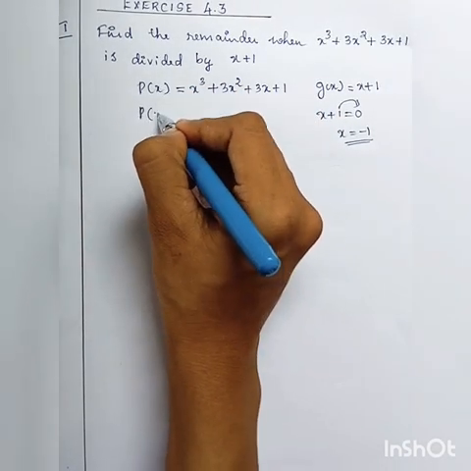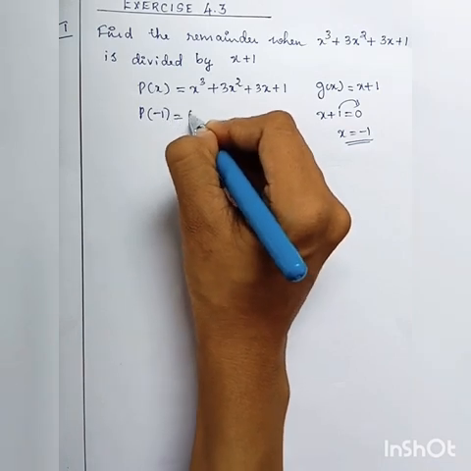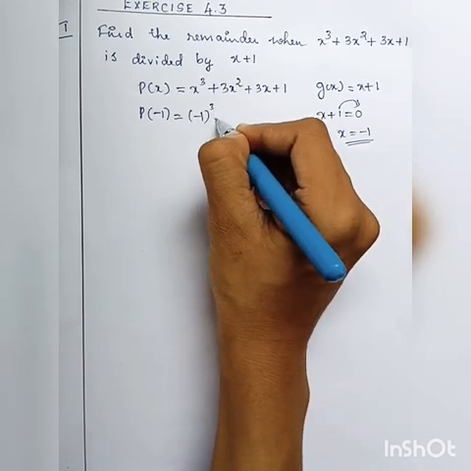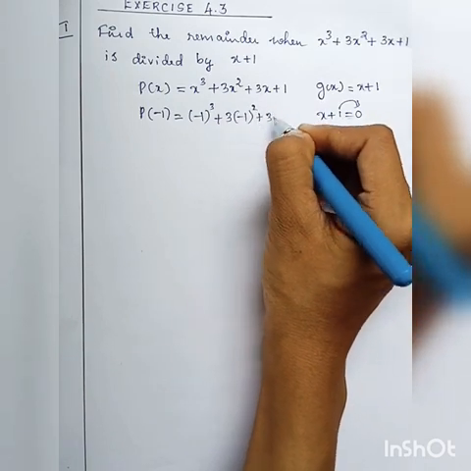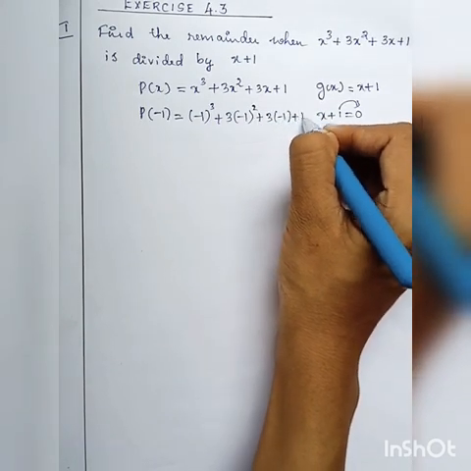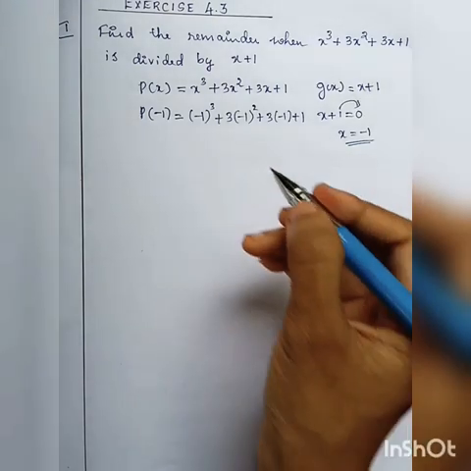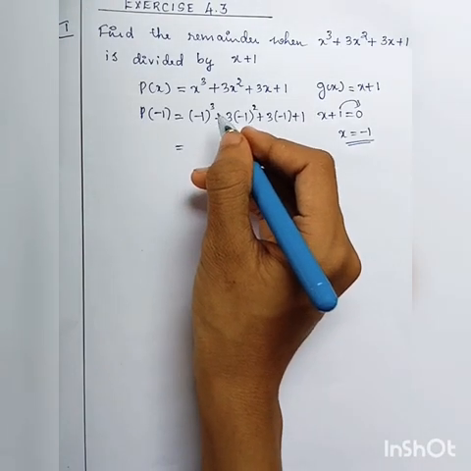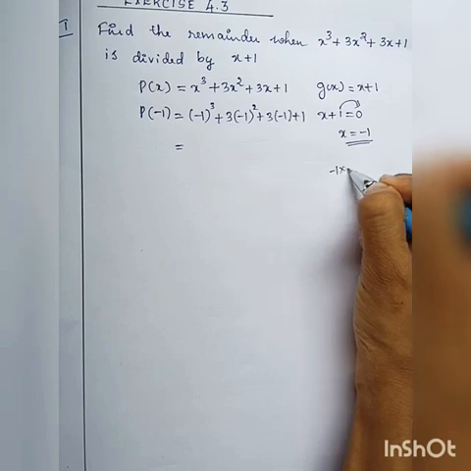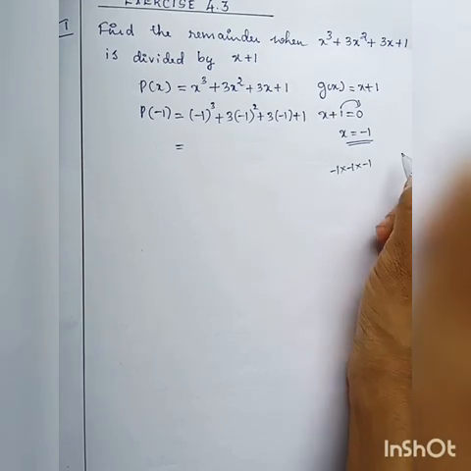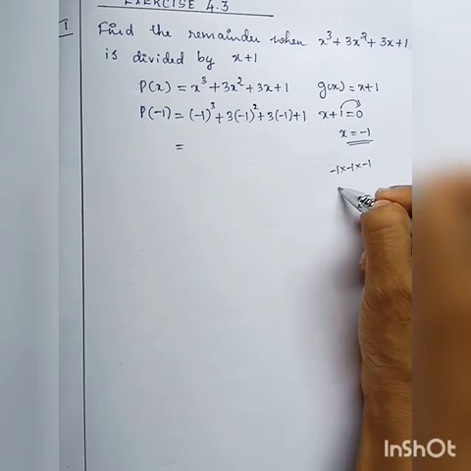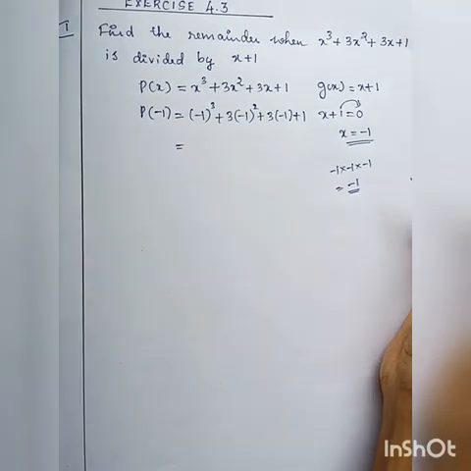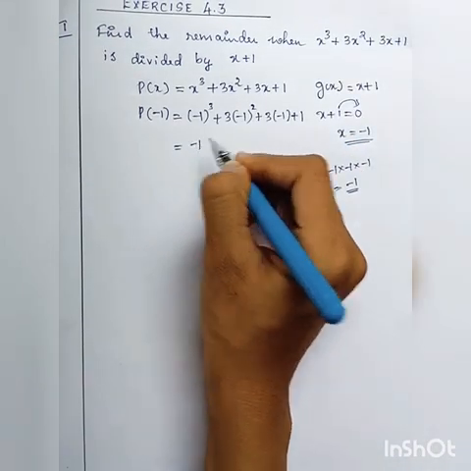In the place of x we have to substitute: minus 1 the whole cube plus 3 into minus 1 whole square plus 3 into minus 1 plus 1. So minus 1 whole cube means, you know already, minus 1 into minus 1 into minus 1, isn't it? Cube means 3 times we have to multiply. So minus into minus is plus 1. Plus 1 into minus 1 is minus 1 only. So we'll get here minus 1.